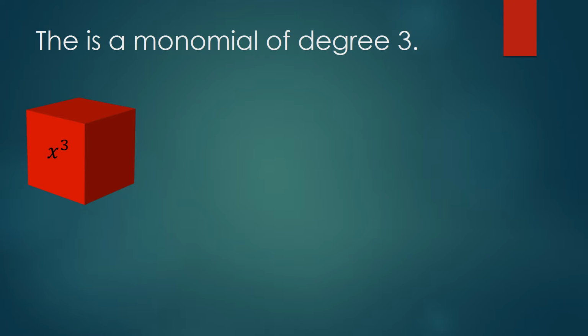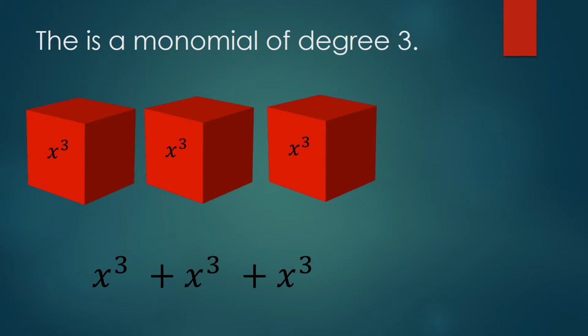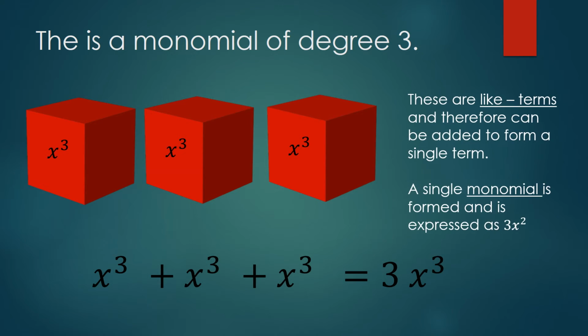So you have an x cubed. You have degree 3 because the sum of the exponents in the variables, in this case there's only one variable, is 3, shown here, x to the third. You have another x to the third, represented by another 3-dimensional cube, another x to the third, and then another x to the third. So 3x to the third, since they're like terms, they can be added. You have 3x to the third.